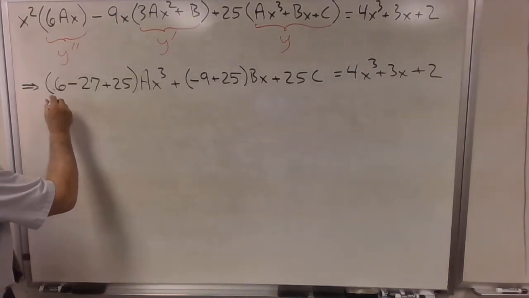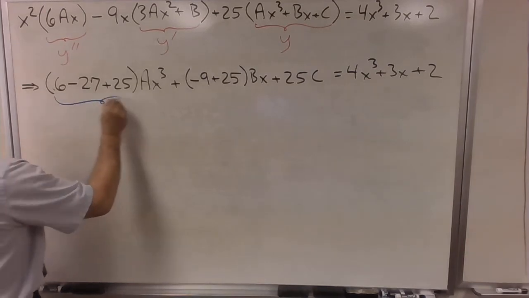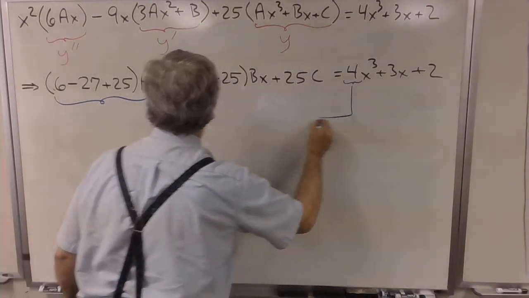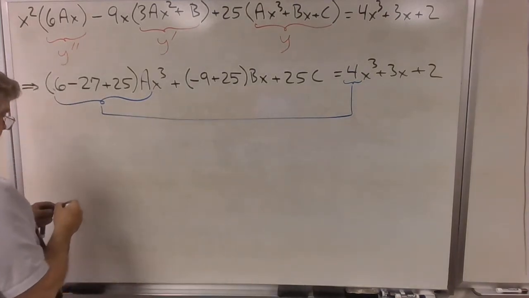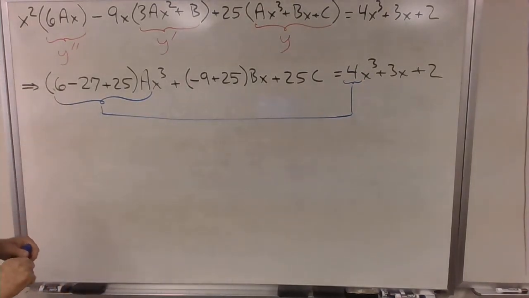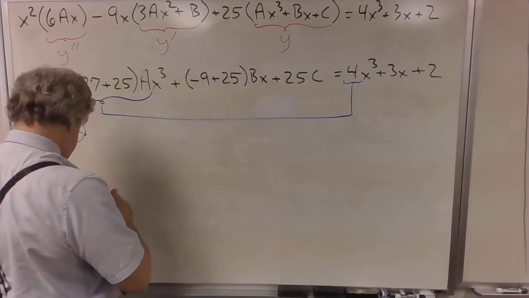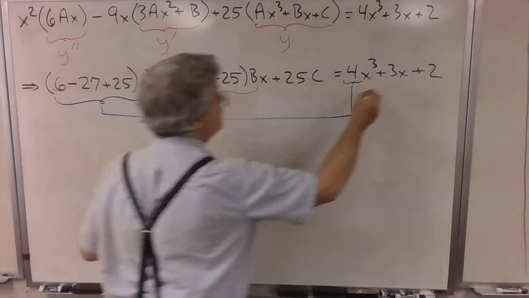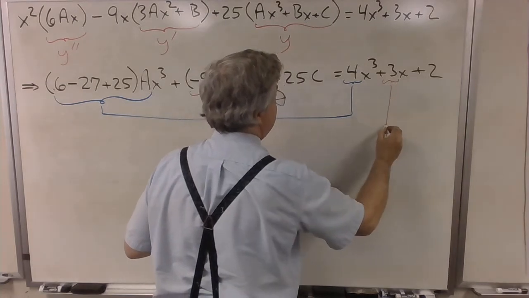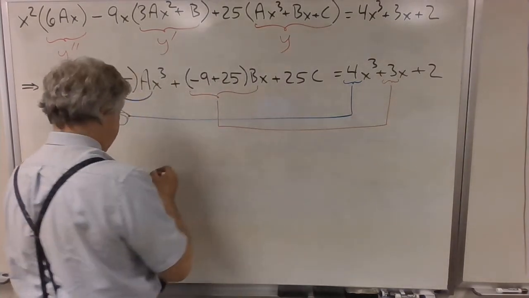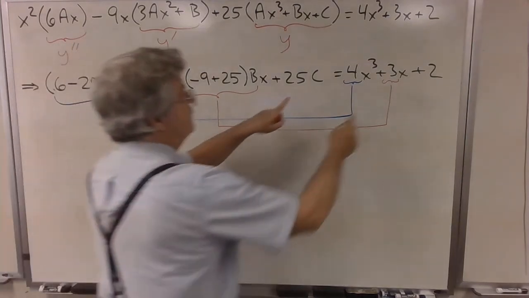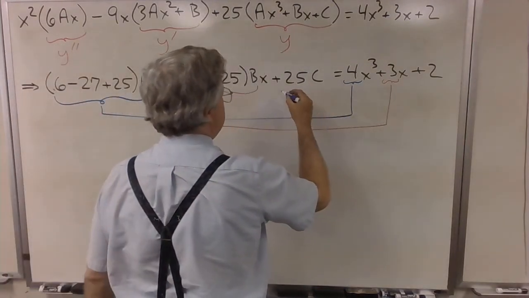The coefficients of x cubed have to be the same, and the coefficients of x have to be the same, and the constant coefficients have to be the same.